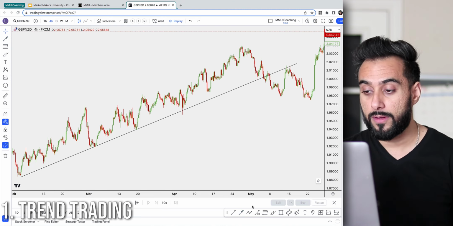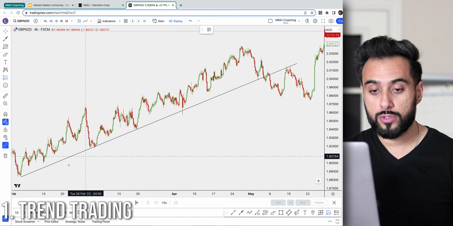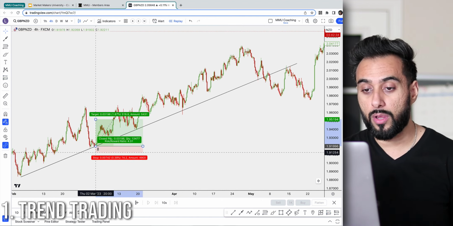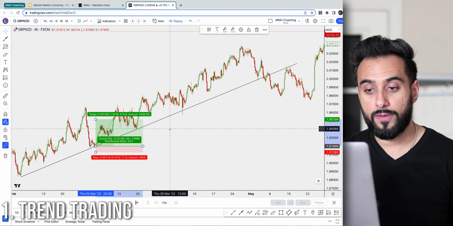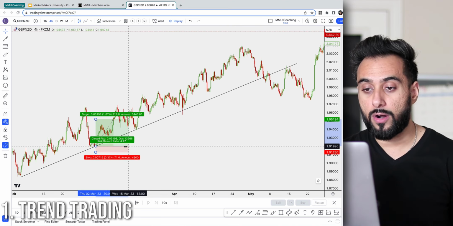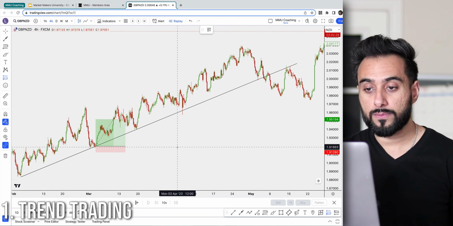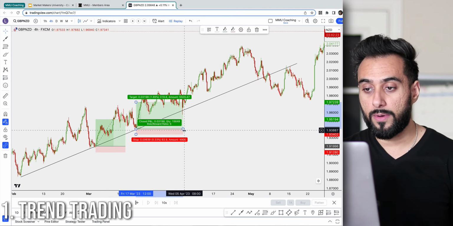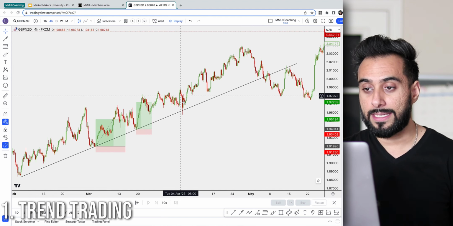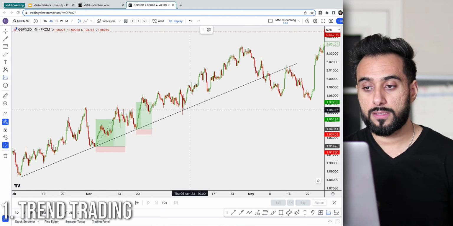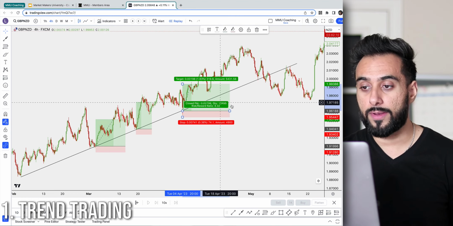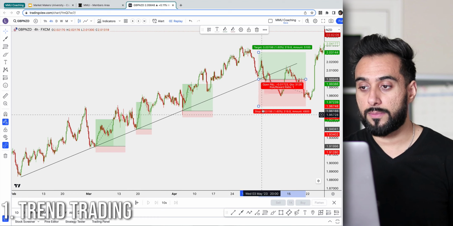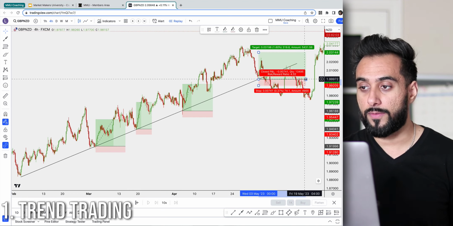So we have our first touch, second touch, our entry is here, stop loss below, and then our take profit anywhere above. Then we have our next trade here, stop loss below, take profit above. Our next entry point, stop loss below, take profit above. And then we have this trade over here, stop loss below, and then take profit above.